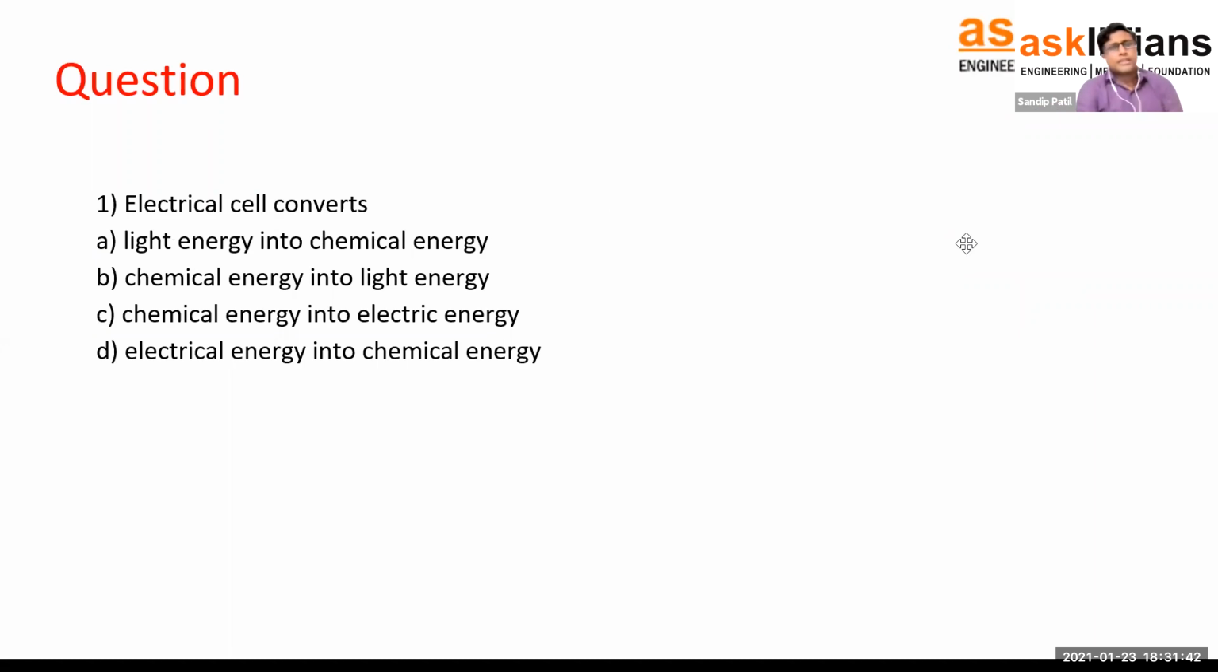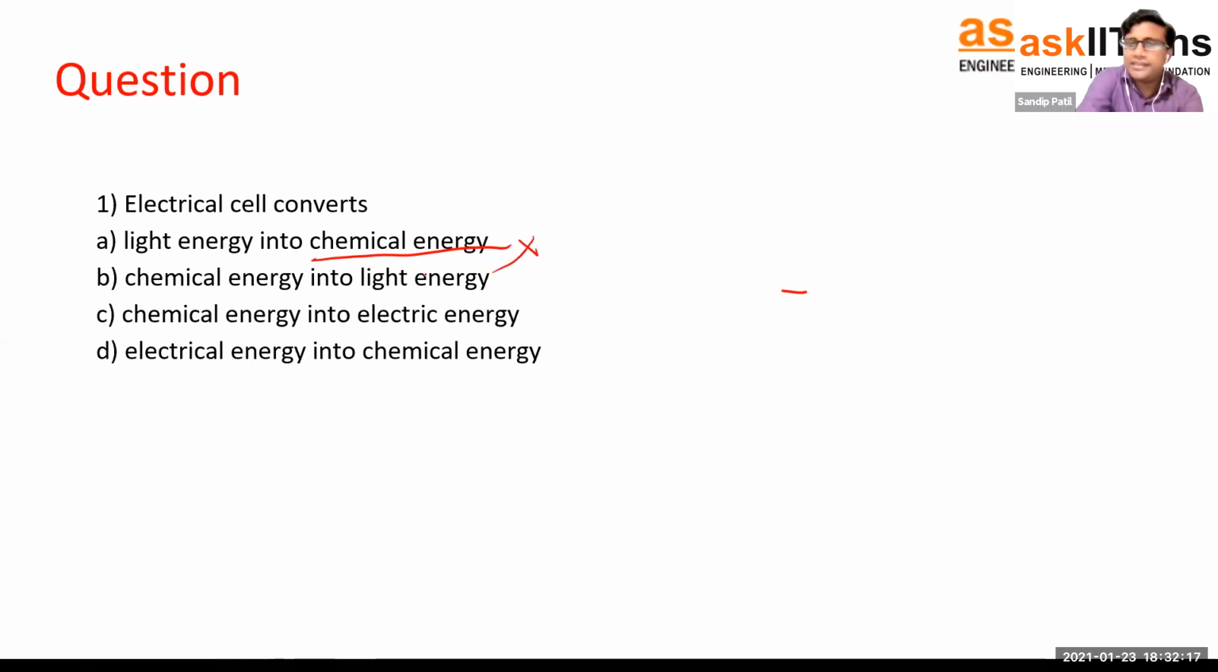Then this question says MCQs are given there. An electrical cell converts light energy into chemical energy. Now, obviously, what are we getting from the electric cell when we use that small cell or secondary cell? We are getting the current. Current means something electrical, obviously. So we are getting electrical energy. Let's read the first option: light energy into chemical energy. No, we are not getting chemical energy. We are getting electrical. So this is wrong.